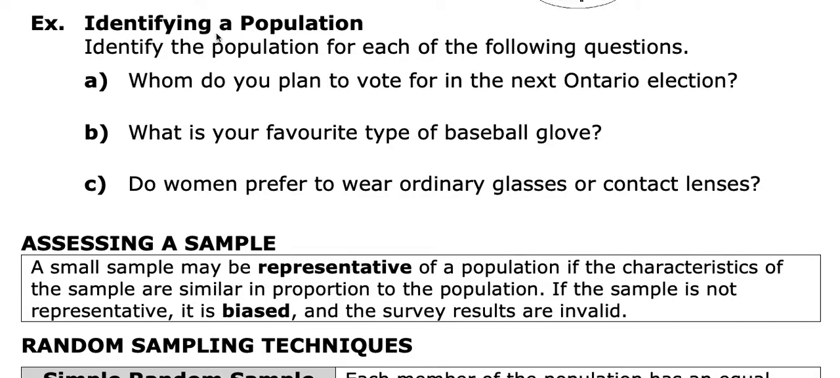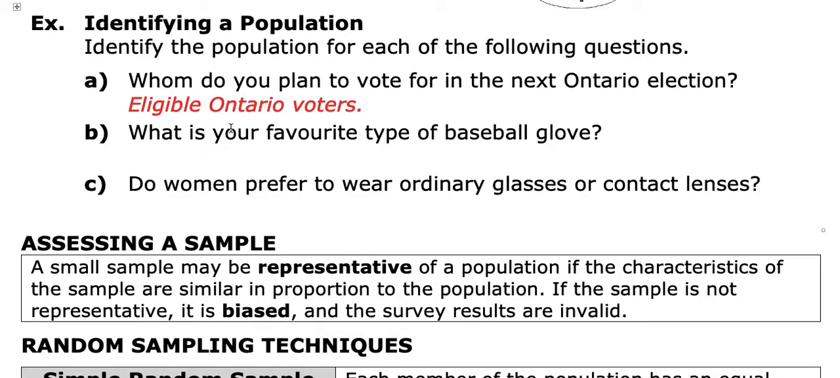Example, identifying a population. Identify the population for each of the following questions. Whom do you plan to vote for in the next Ontario election? So the population is all people who could potentially be surveyed in this question, and the answer is going to look like all people in Ontario. So all eligible voters.